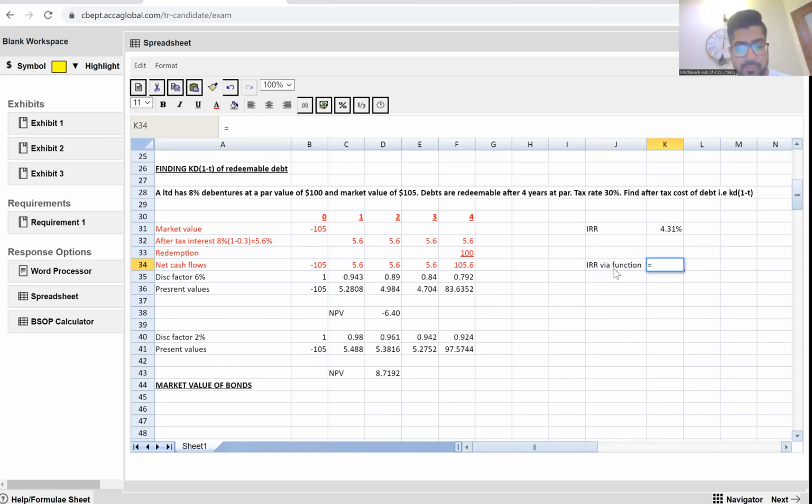So what did I tell you about the IRR function? Equals IRR, bracket open, all net cash flows from 0 to the last year. So net cash flows from 0 is in B34 till last year, F34. Bracket closed, enter. 2 decimal places, percentage. See, 4.22, 4.31, almost same.